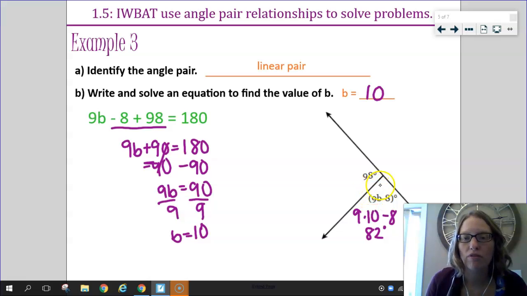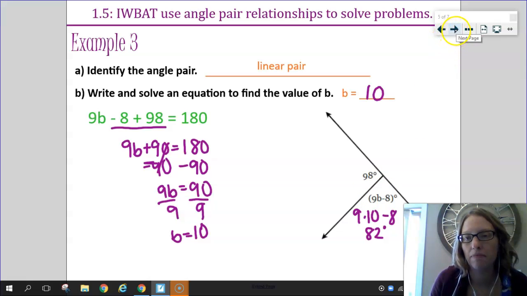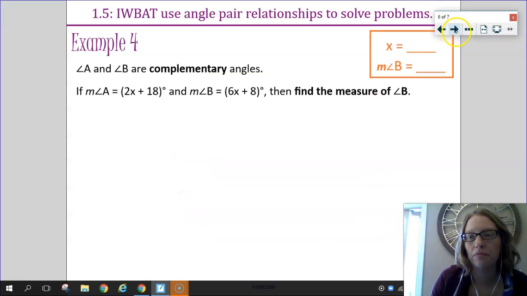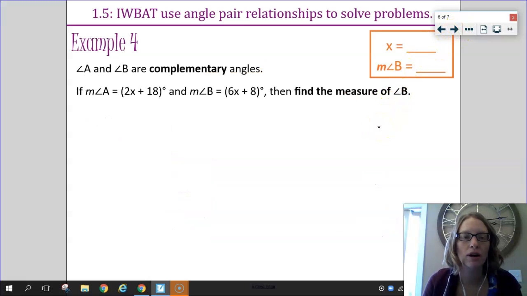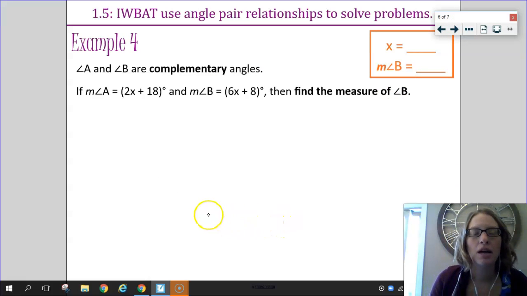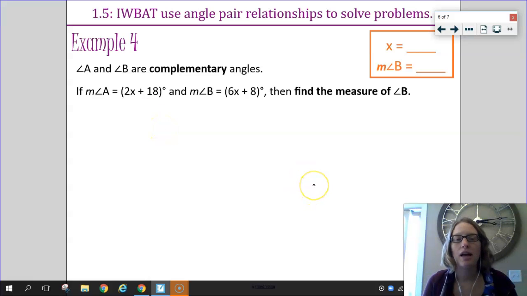Let's take a look at one final example with angle pairs. So here we have example number 4. Angle A and angle B are complementary angles. The measure of angle A is 2x plus 18 degrees, and the measure of angle B is 6x plus 8 degrees.